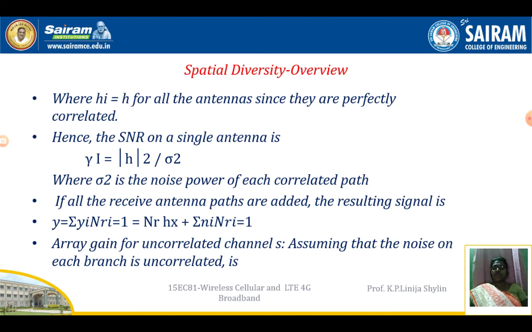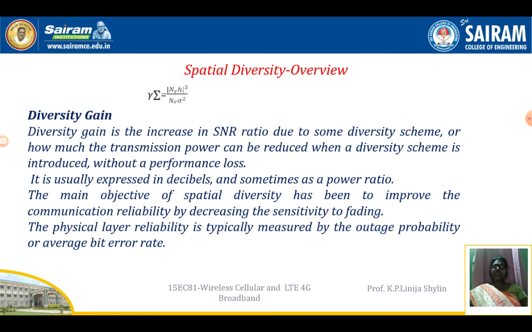Now we are coming to array gain for an uncorrelated channel. We are assuming that noise on each branch is uncorrelated. For branch 1 the noise level is high, for branch 2 it is low, so there is no correlation between the noise appearing on the array. That can be written as gamma into summation modulus of nr into h, the whole square, divided by nr into sigma square. So everyone will get the idea of how we talk about the antenna array and how the analysis will happen.